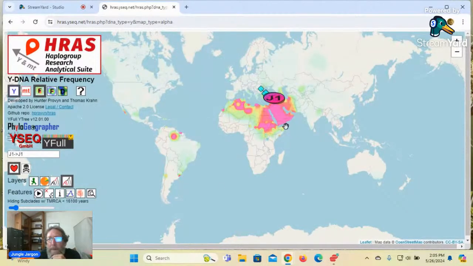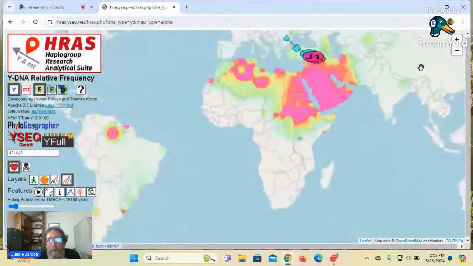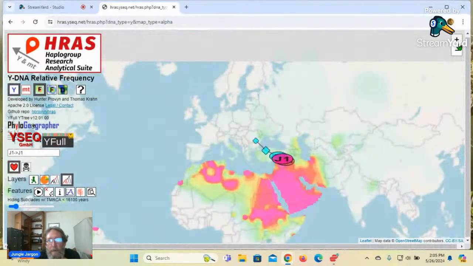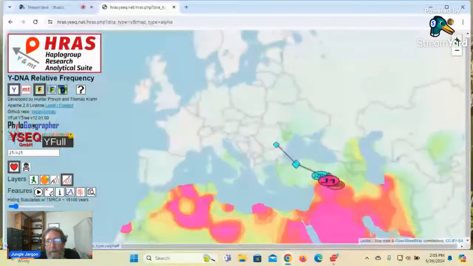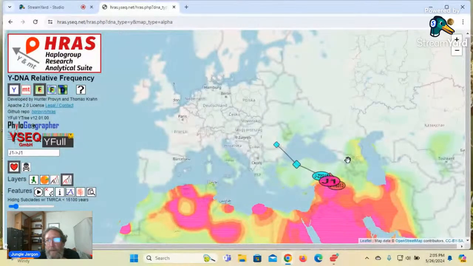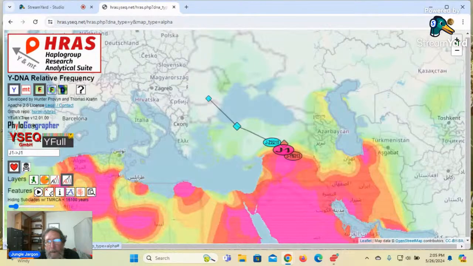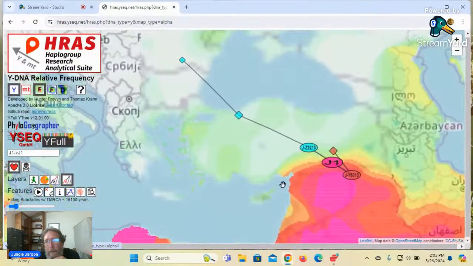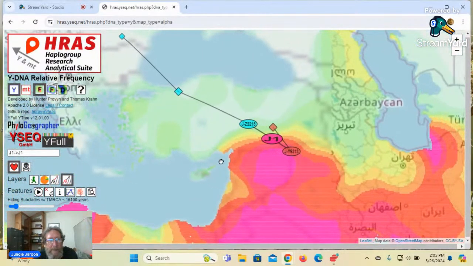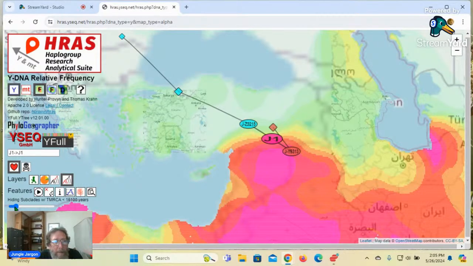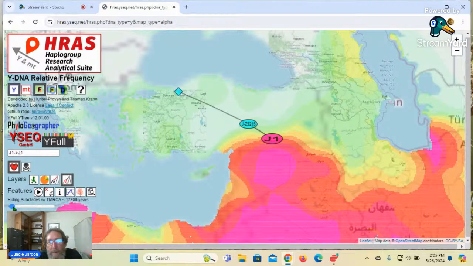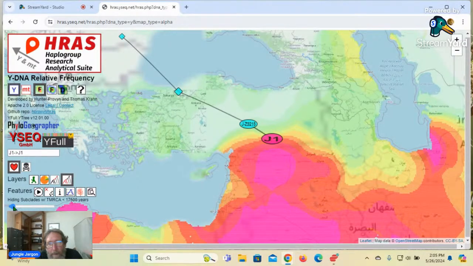I don't know if we can zoom in on this or not. Let's try to zoom in and see what happens. Okay, we got some defining factors here. Put it in the middle. Okay, so we got two different lineages right here. Let's go back, slide left. Okay, so we got two lineages started here.